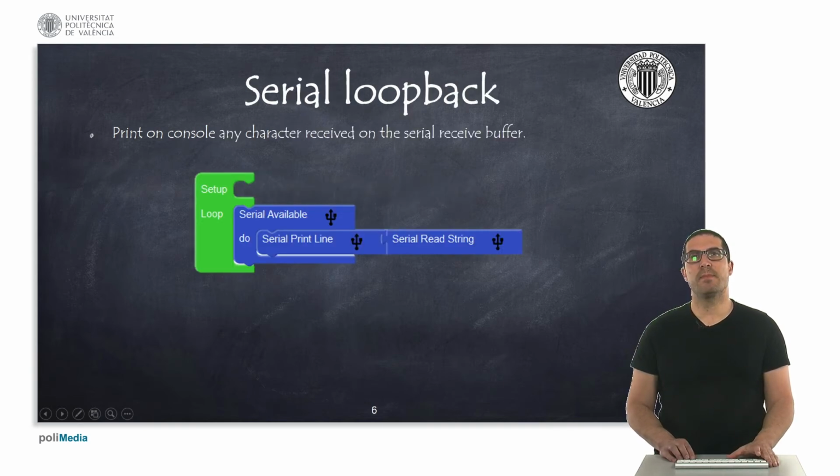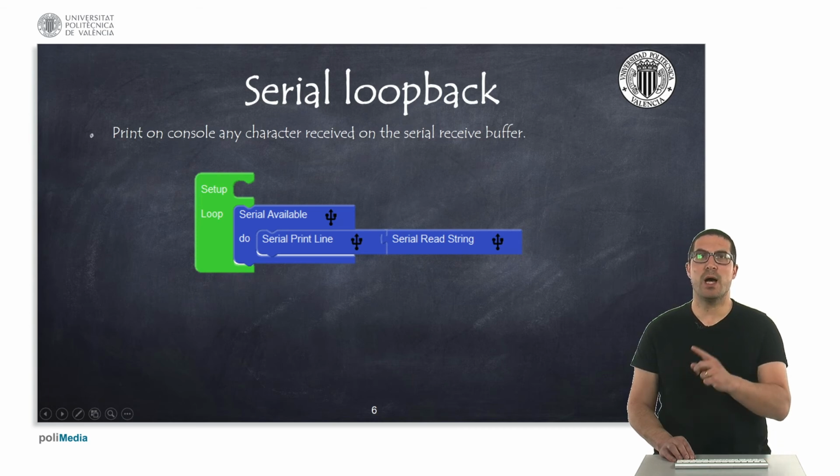Then here in this example we have a serial loopback. The purpose is that whatever we type on the console will be printed back and returned to our computer. So whatever text string we receive, we print it back to the computer. Here, whenever we have data available in the serial buffer, we read it and print it back with a serial print line.